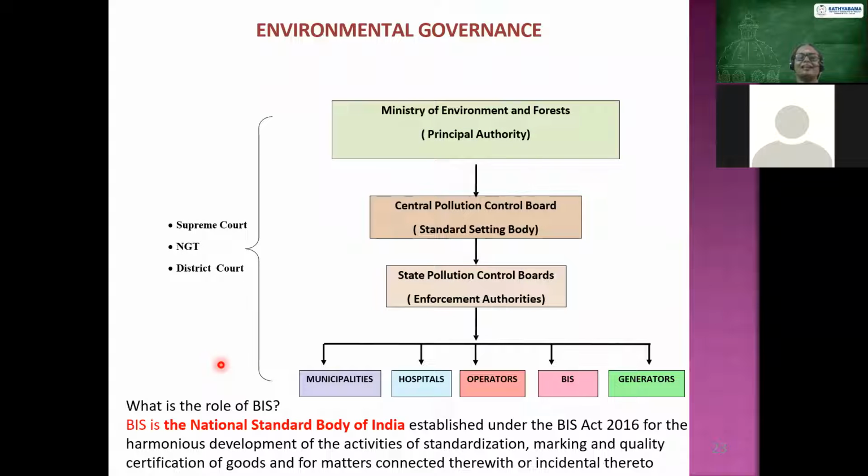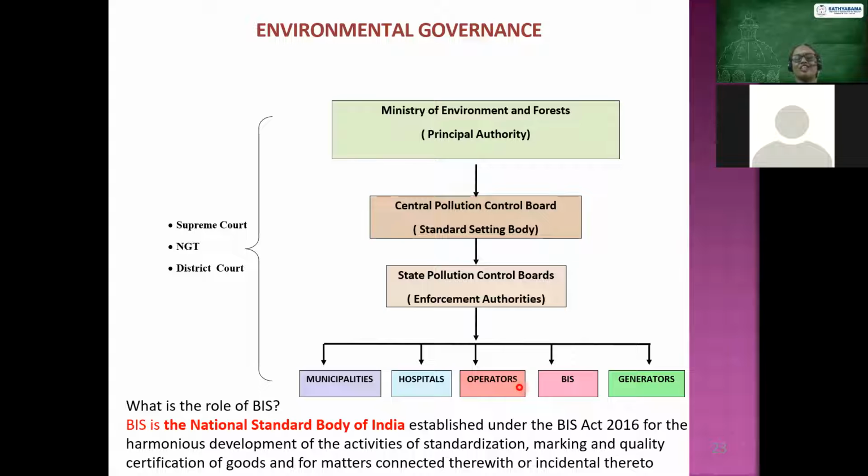So you just see, this is our government's governance structure for environmental governance. You all know the principal authority, then the Central Pollution Control Board, and from that the State Pollution Control Board, and from that they control the municipalities, hospitals, operators, and BIS. Generators are responsible for generating the pollutant. We have seen that there will be so many treatment plants, so those operators will also be governed.